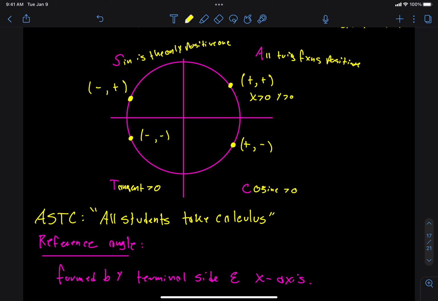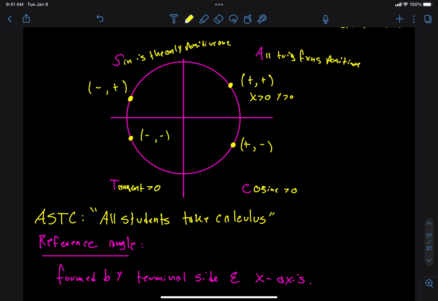We need to know what this angle is, because if we know this angle and this one's a right angle, we'll also know this angle, and so on and so forth. So reference angle is the name we give to this angle here. We call it the reference angle. So how do we figure out what the reference angle is? It's pretty simple. You just find the angle which is formed by what? The terminal side of our angle and the x-axis.